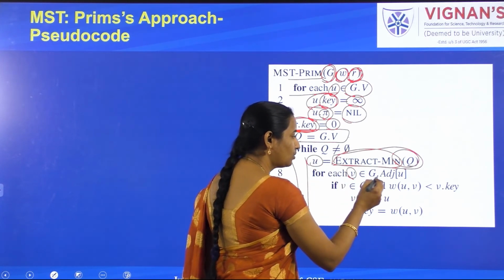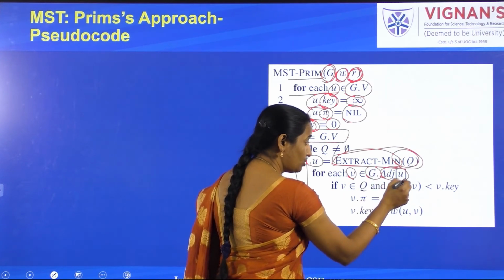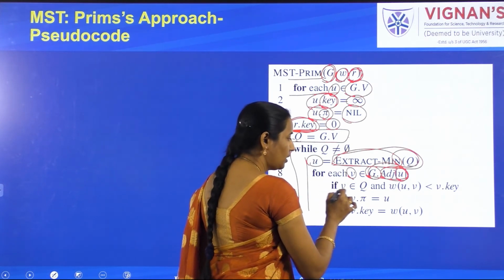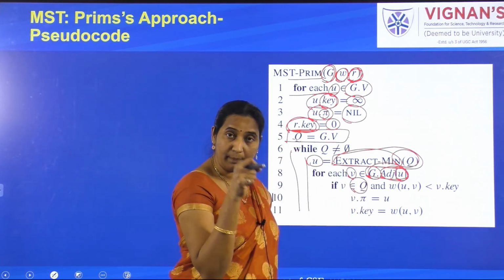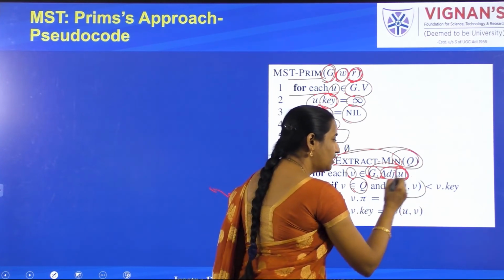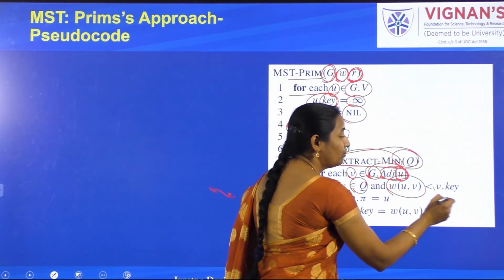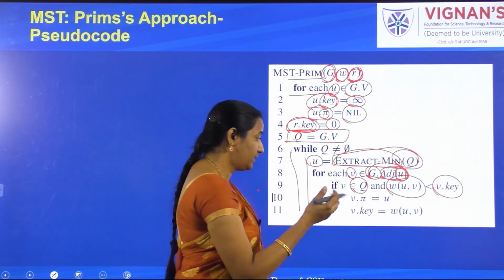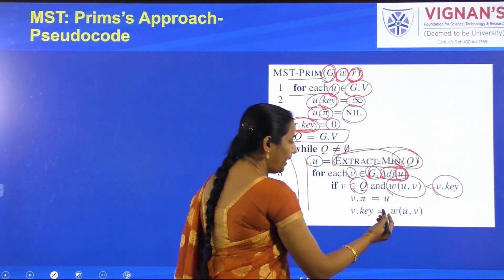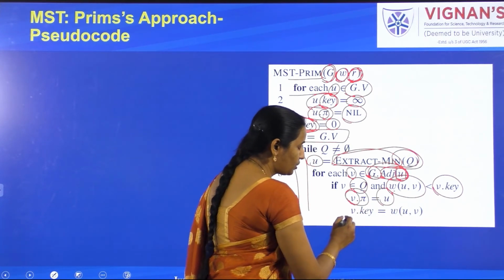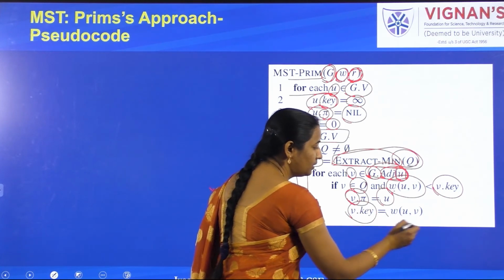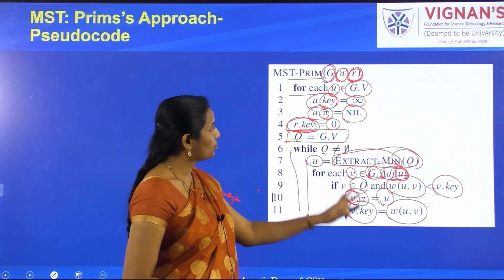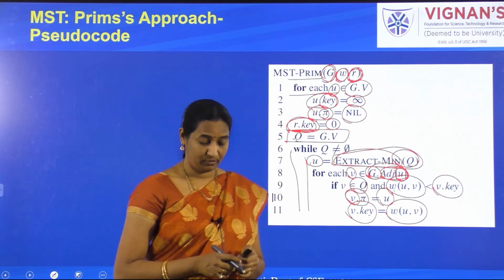You extract the one with the minimum key value, and for every edge v adjacent to u in the graph, you consider every such edge. If v belongs to Q, that is, it is not yet part of the solution, and the weight of edge uv is less than v.key, which is the recent least cost edge, then you make the parent of v as u, and also update the key value of v with w(u,v). So you are adding that to the solution. That is how you can solve Prim's algorithm with the help of heaps.